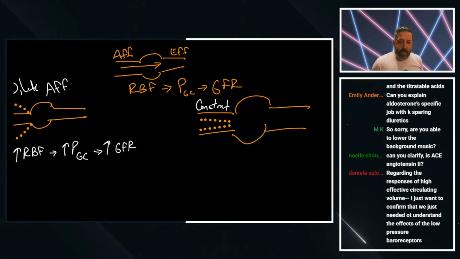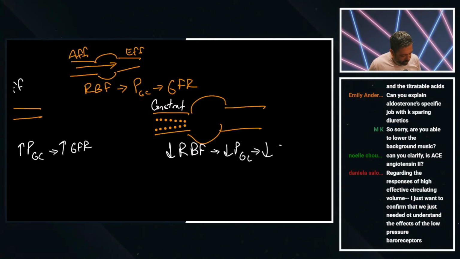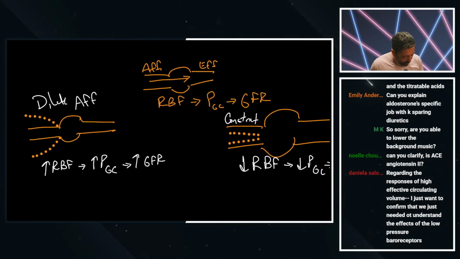When you constrict the afferent arteriole, it decreases renal blood flow, which is going to decrease the hydrostatic pressure in the glomerular capillary, which is going to lead to a decrease in GFR. Also remember that the afferent arteriole is under influence of norepinephrine.